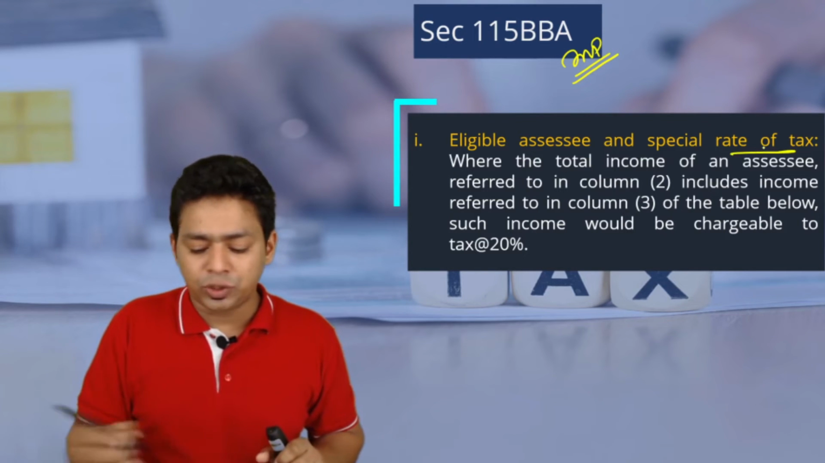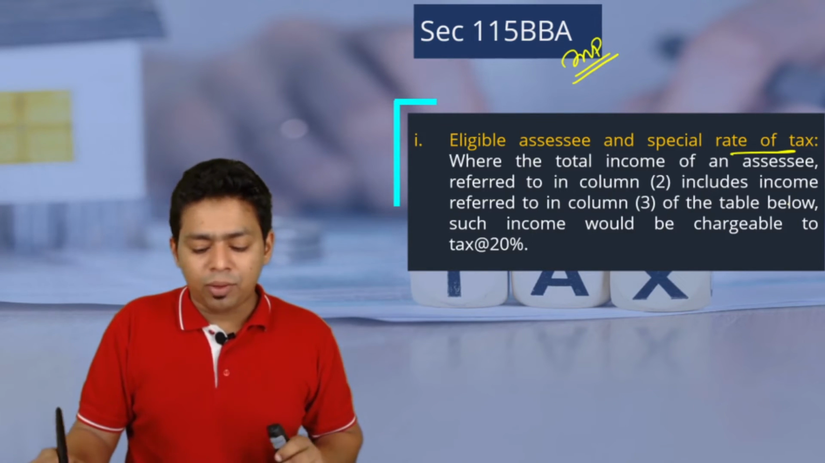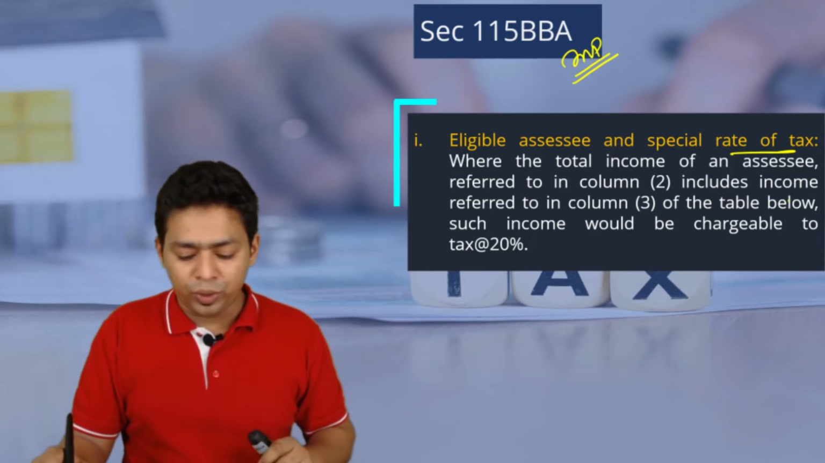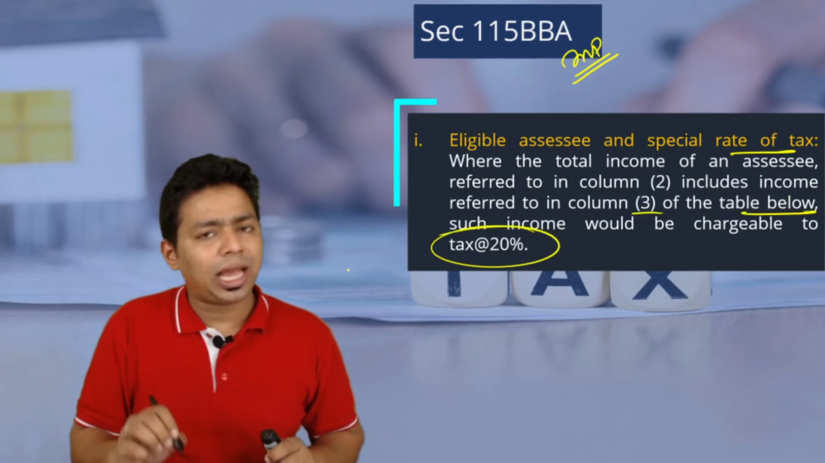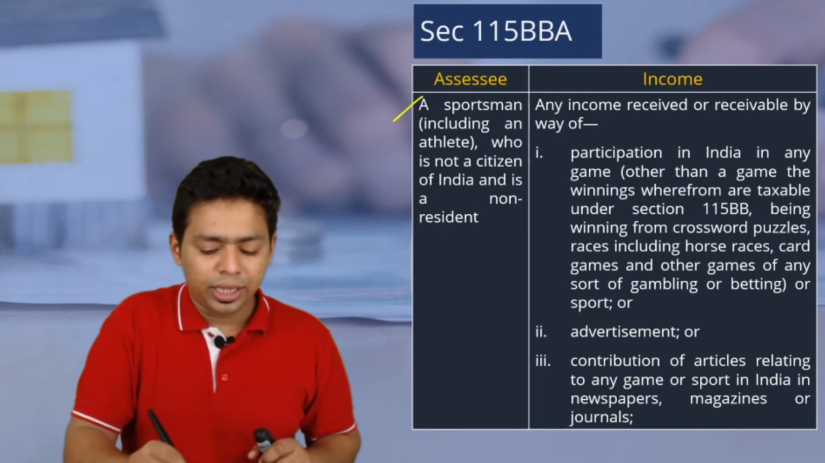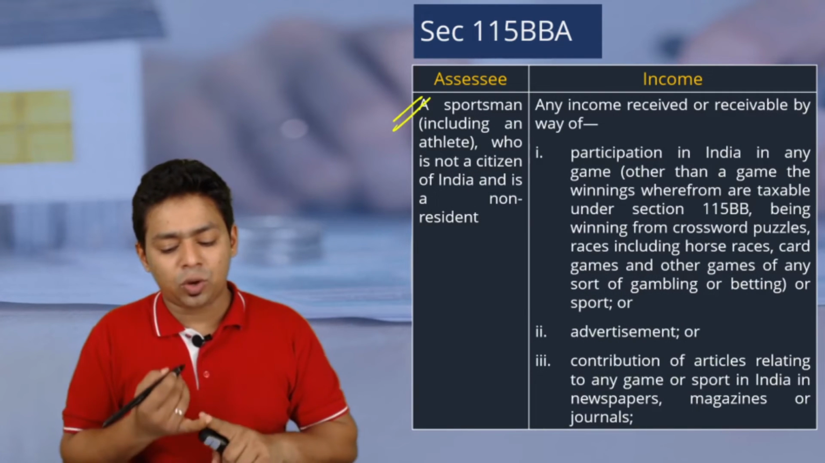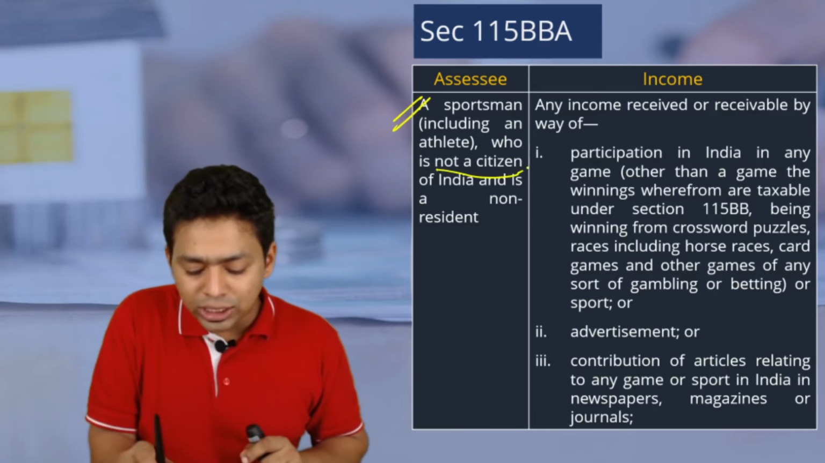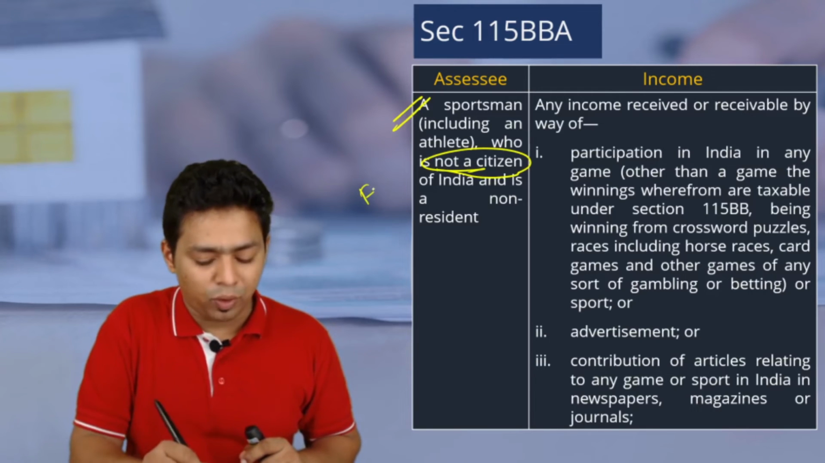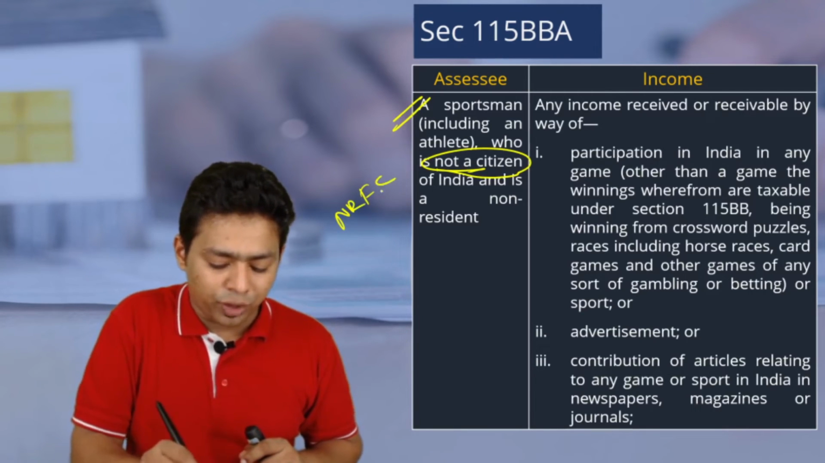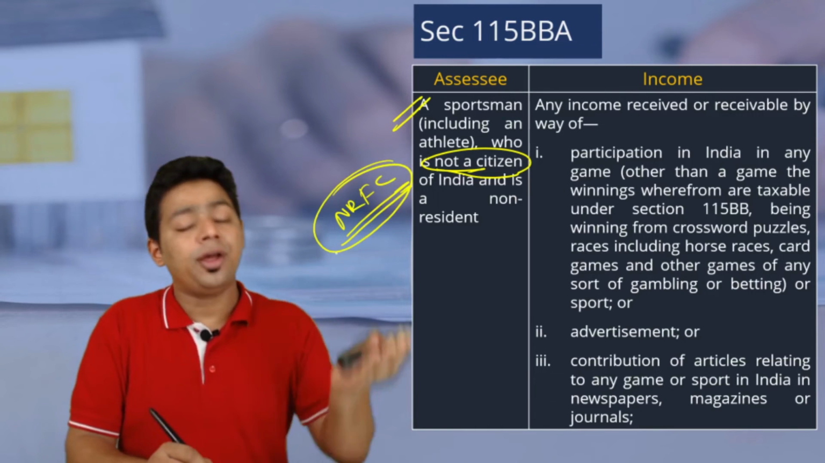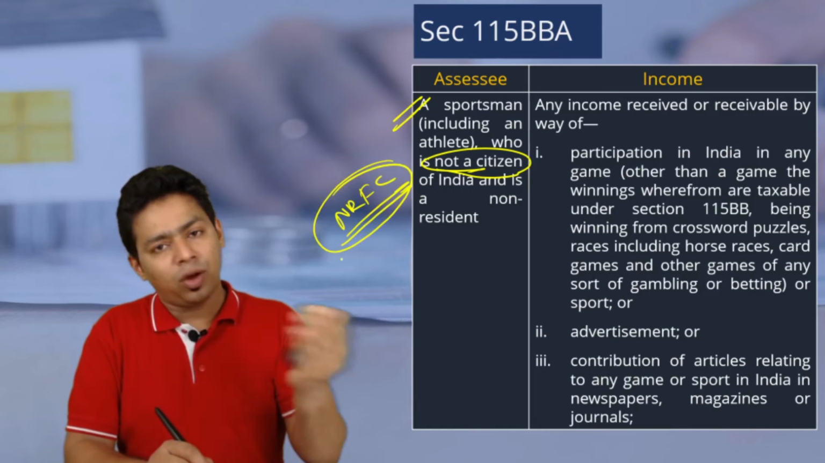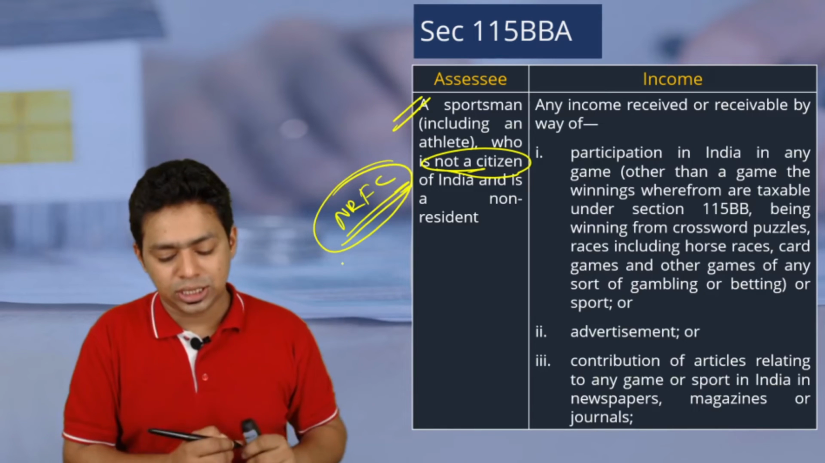Eligible assessee and special rate of tax, where the total income of the assessee referred in column 2 includes income referred in column 3 of the table, this will be taxable at 20%. Look at this. Eligible assessee, a sportsperson including an athlete who is not a citizen of India. Obviously, we are talking about NRFC, non-resident foreign citizen. This is not for an Indian citizen. This section is applicable for only and only foreign citizens. Obviously, they are non-resident foreign citizens.